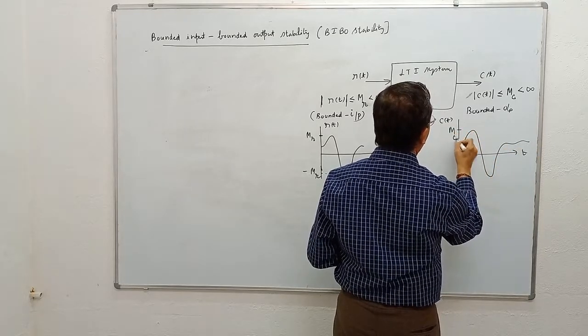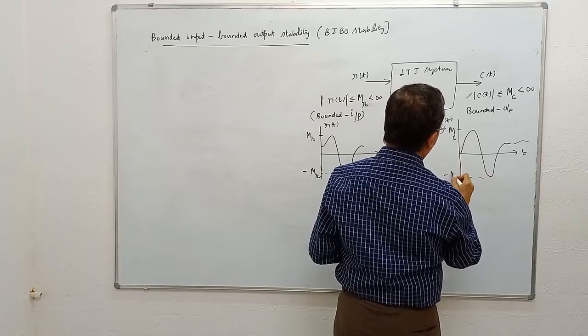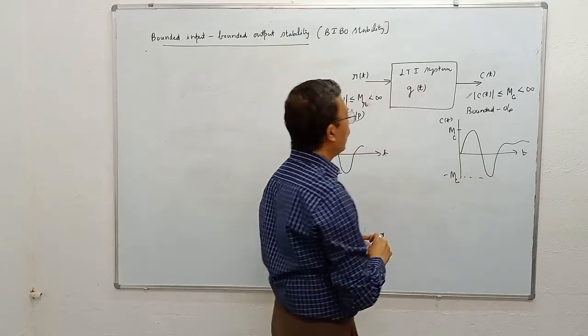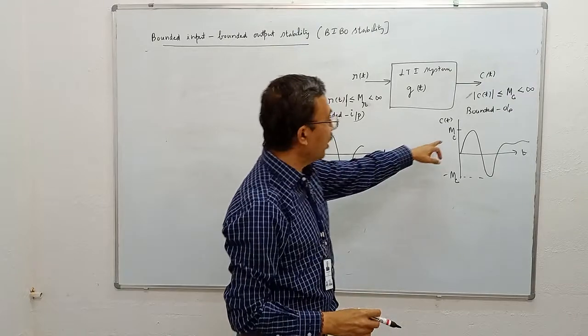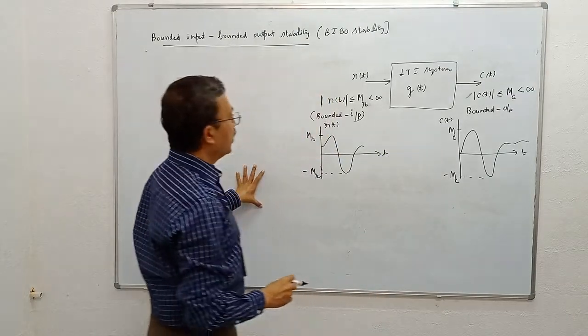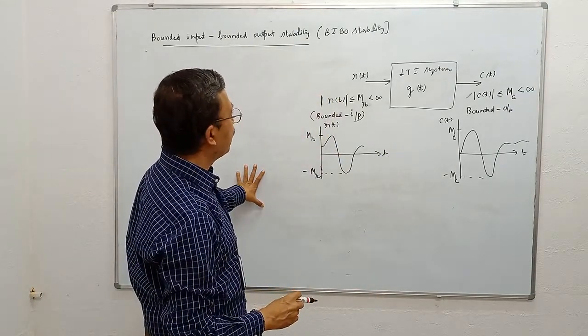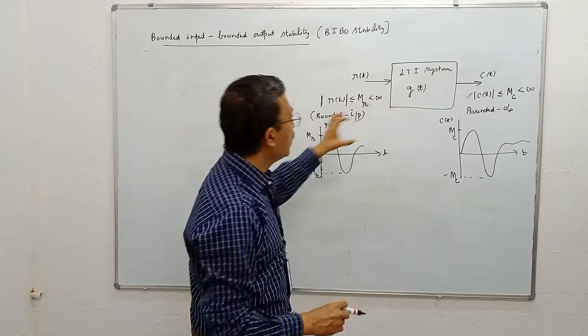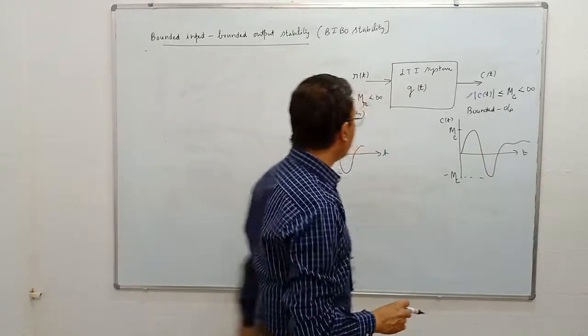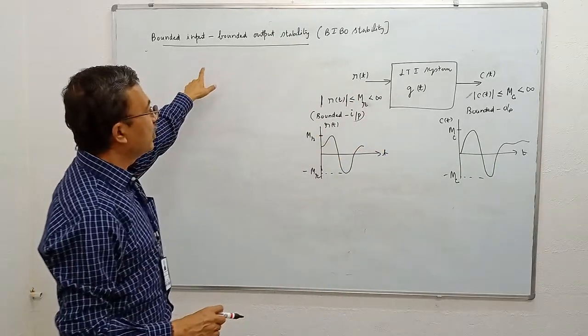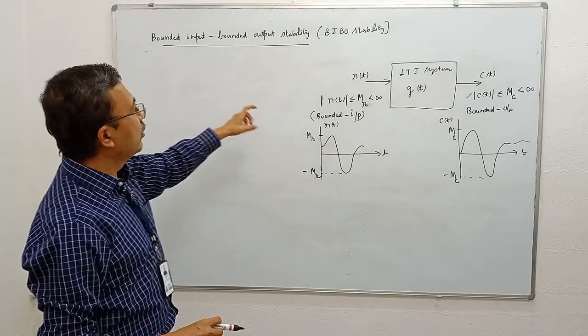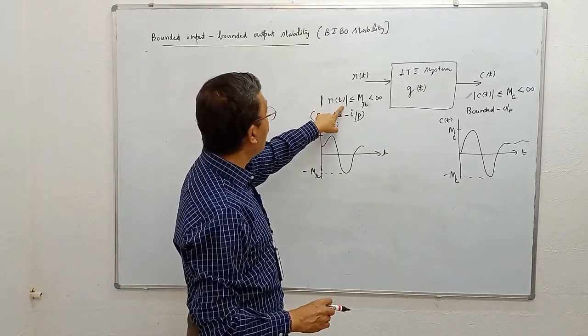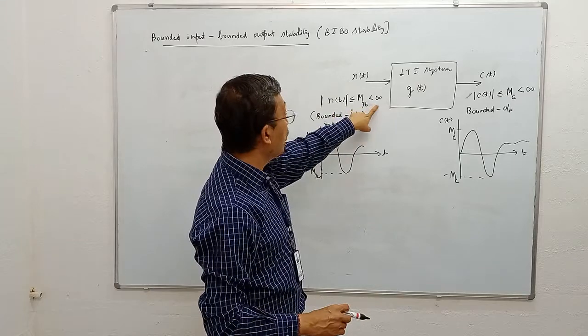Positive peak is MC, negative peak is minus MC. So what is the bound here? Bound is here MC. So when you subject a system to a bounded input, if the output is bounded, the system is said to be BIBO stable. Bounded input means modulus of r of t less than or equal to Mr less than infinity.